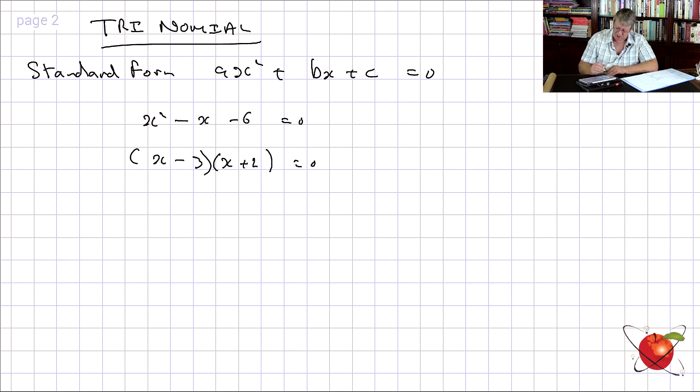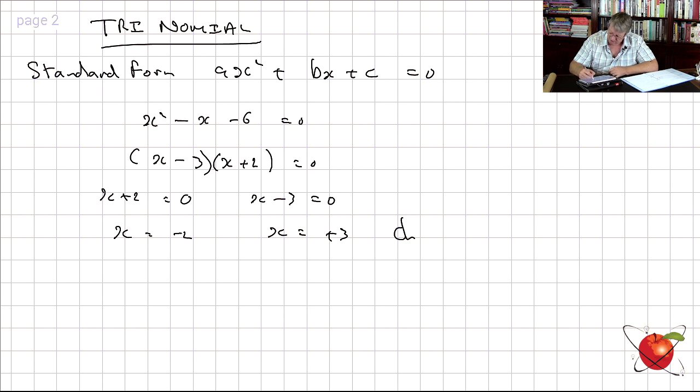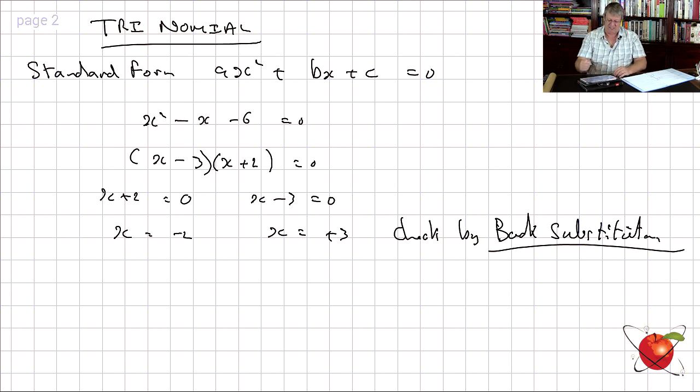Well, we factorize it as x minus 3, x plus 2 equals 0. Now, when we've got this, we then say x plus 2 equals 0, x minus 3 equals 0. And then, therefore, x is minus 2, x is plus 3. Right? And you can check by back substitution. You put x back in there and you'll see.